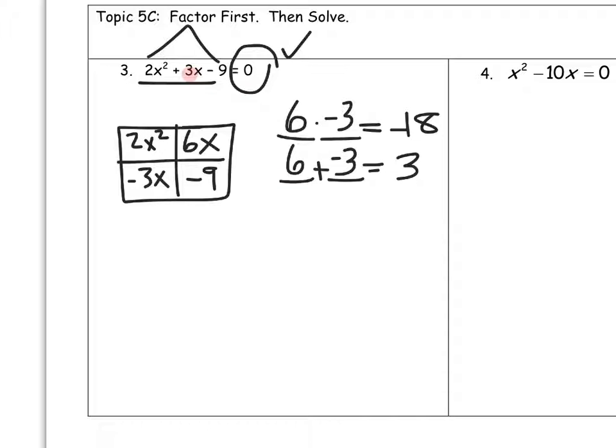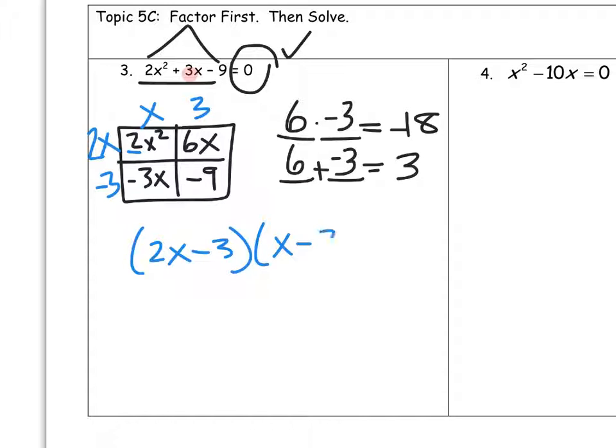So x and x, I have to decide where to put the 2. I'm going to put it here, and that is because it will divide evenly into 6, like that, 2x times 3, and then negative 3 goes here. So my factored form is 2x minus 3, x minus 3. And my original problem was set equal to 0, so I set this equal to 0.